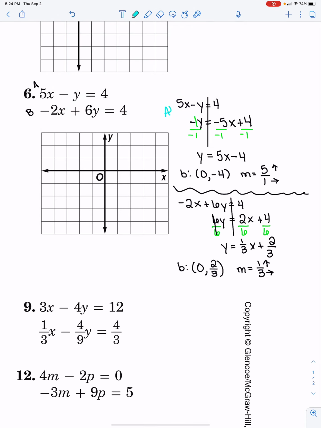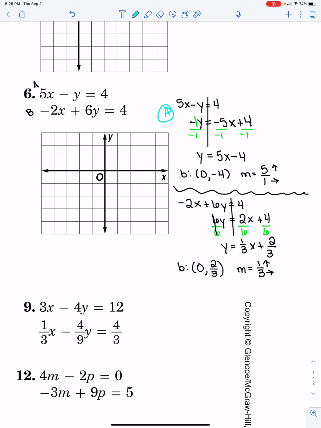Equation A has a y-intercept of negative 4. 1, 2, 3, 4. And from here, it goes up 5 over 1. Up 5, 1, 2, 3, or up 1 over 5. So sorry. Let me do that again. Let me erase my little marks that I have here.